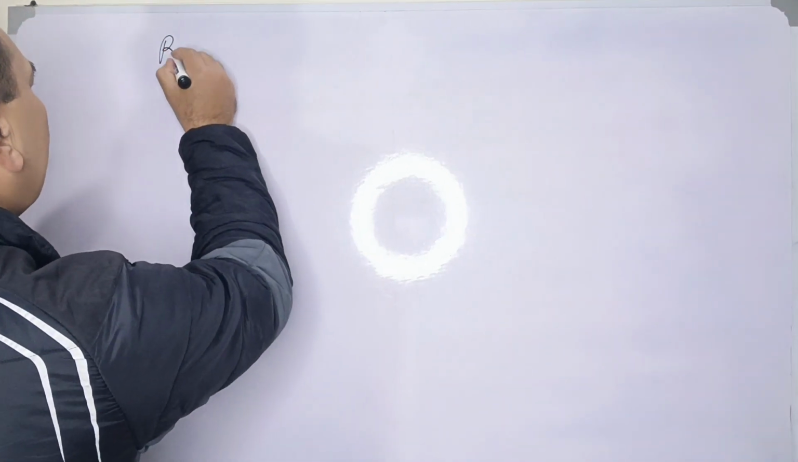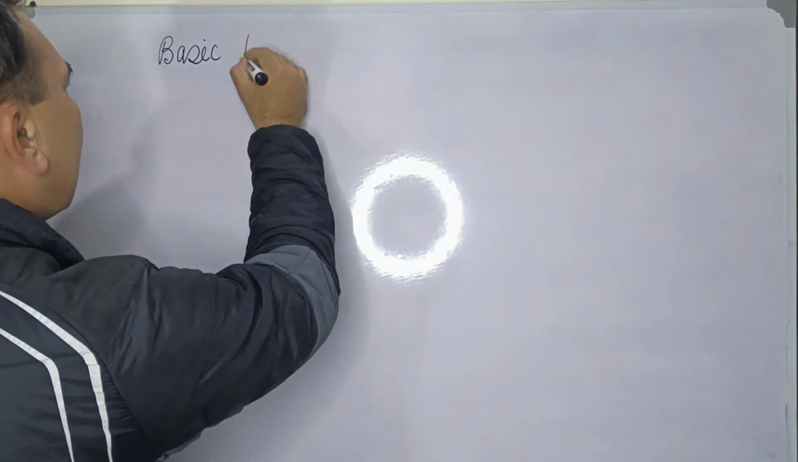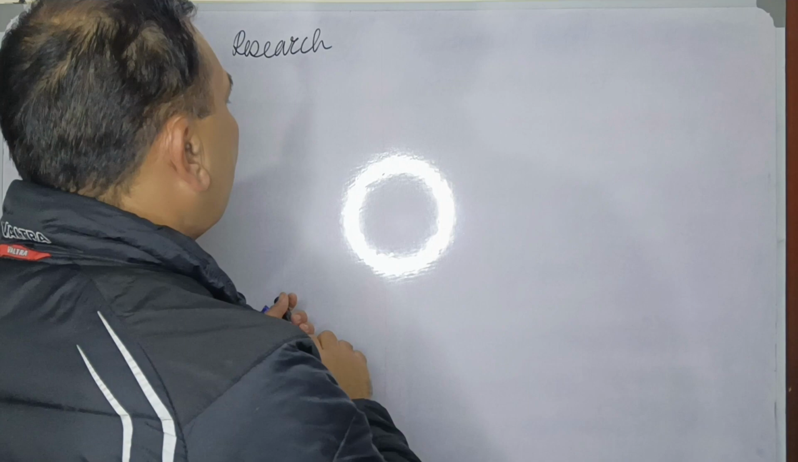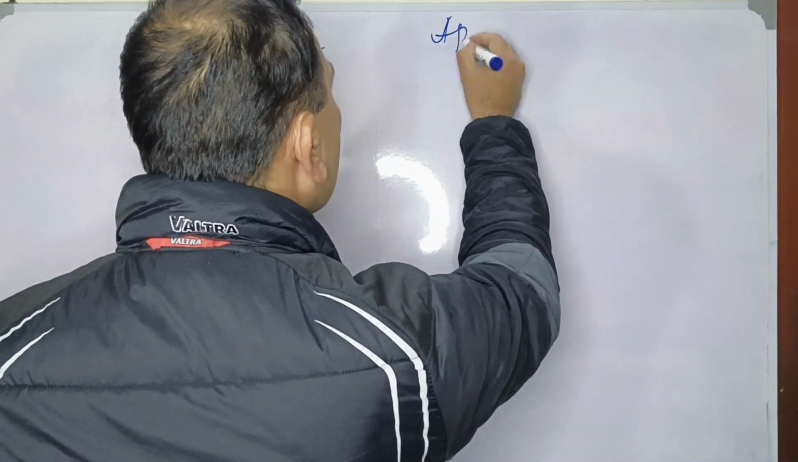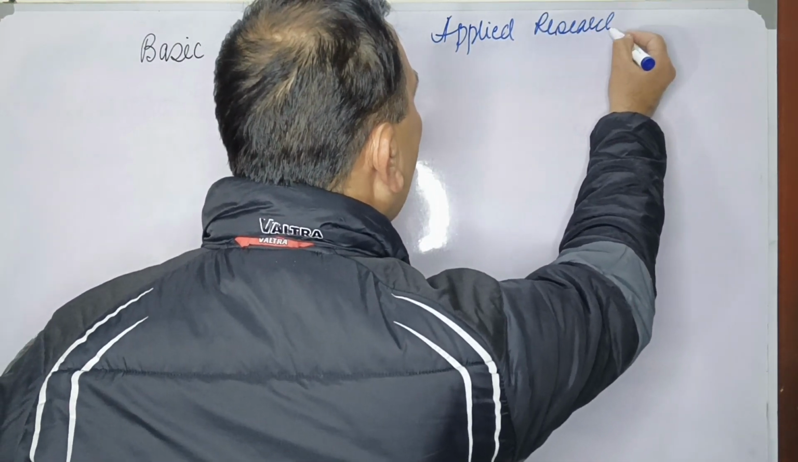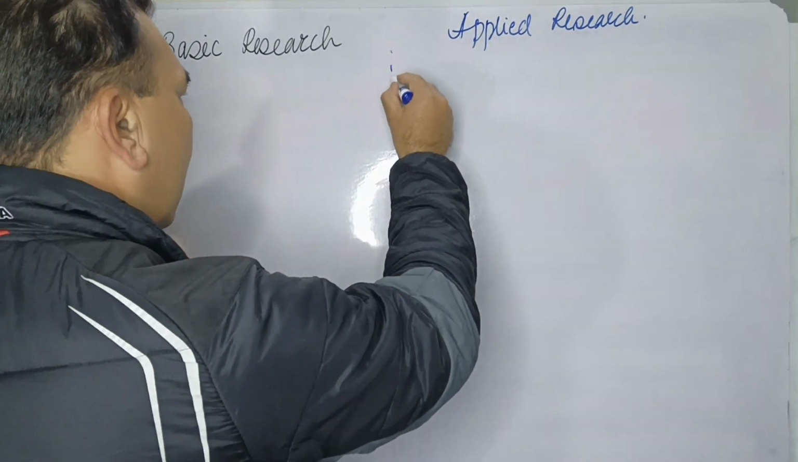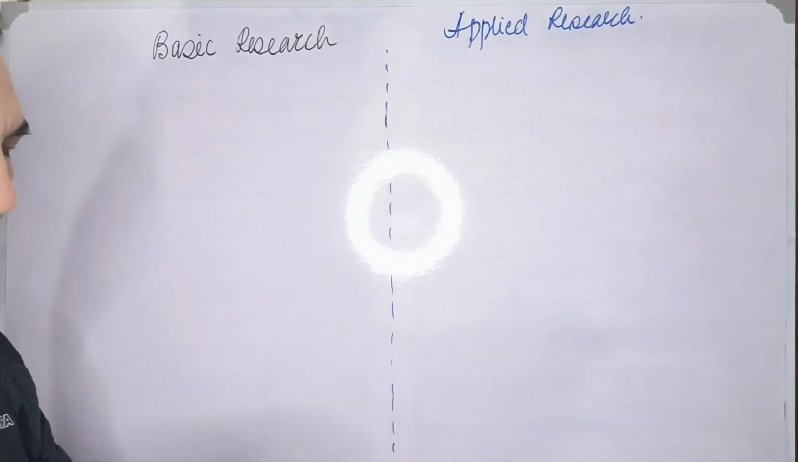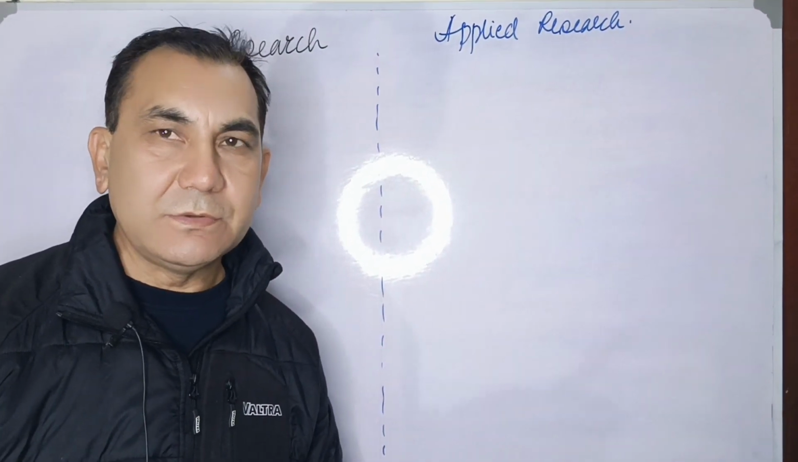In today's lecture we will learn the two different types of research work or research projects. The first type of research is called basic research, and the second one is called applied research. We will write down the difference between applied research and basic research.